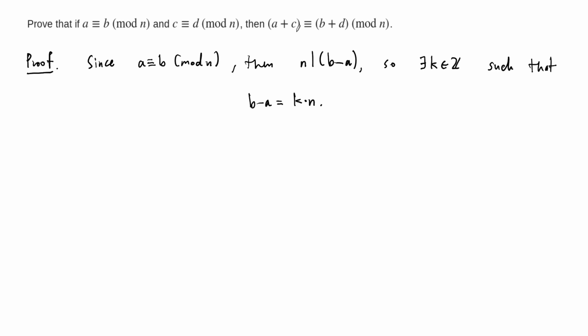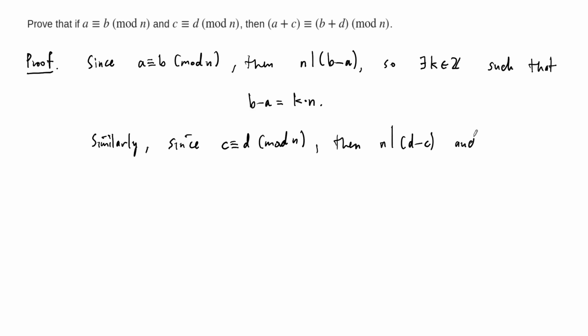We can do the same thing with c and d now. So similarly, since c is congruent to d modulo n, this means that n divides the difference d minus c, and there exists, we need a different integer here, some integer m in Z satisfying d minus c is equal to m times n.